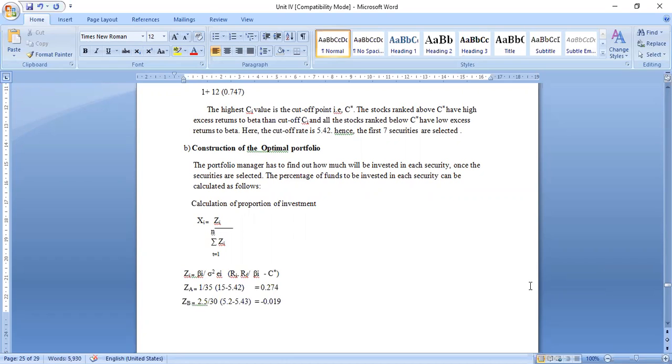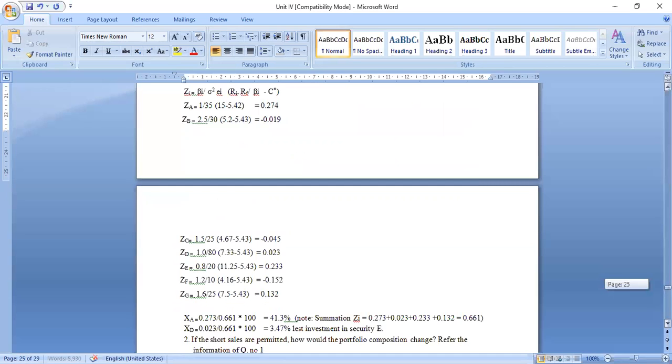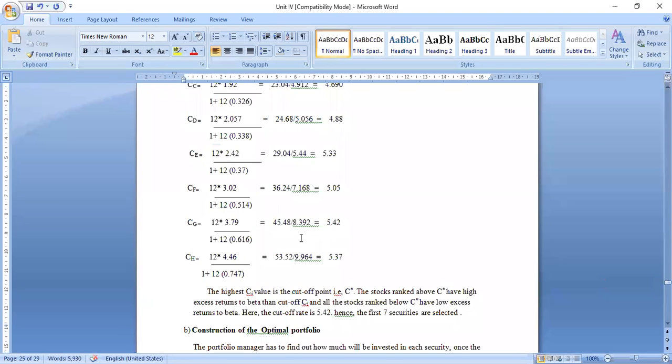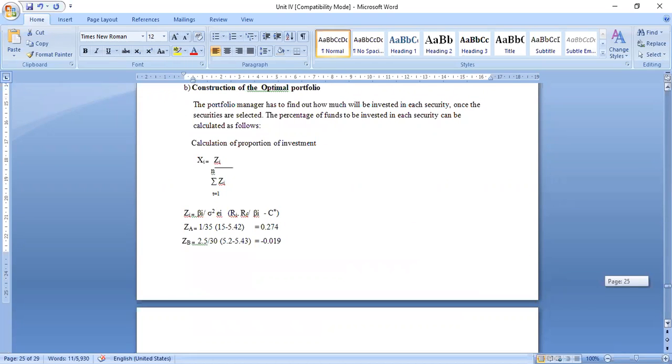In the same way, we are going to calculate the value of Z for securities up till G. We are not taking H. Why are we not taking H here? Because it is below the cutoff rate, and that is why we are not going to consider it. But this assumption is going to hold good when we calculate the next aspect of the problem with short sales. So that is going to be a major difference between the calculation of Sharpe's optimal portfolio without short sales and with short sales.